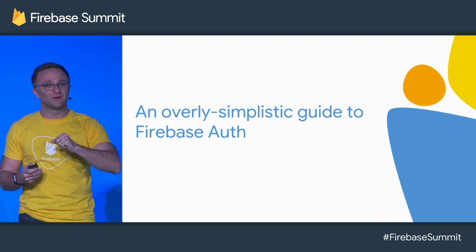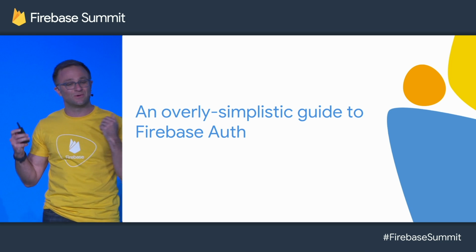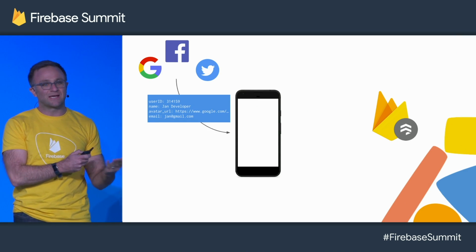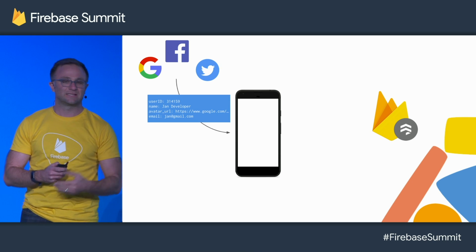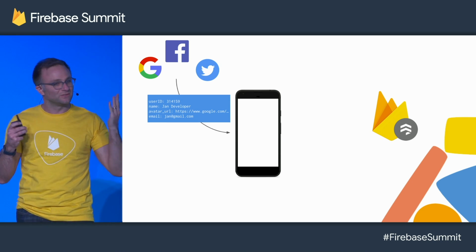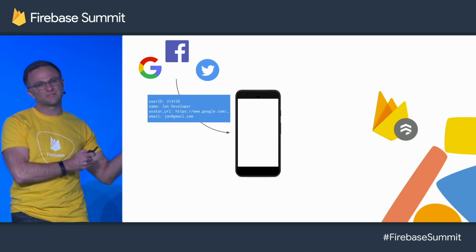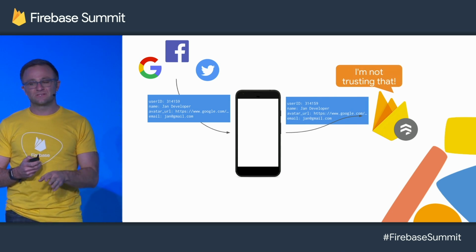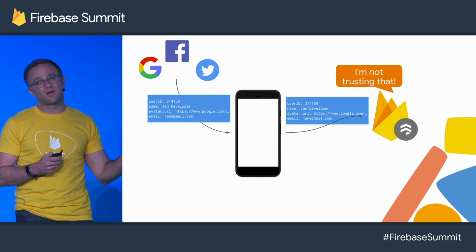And so I'm going to present to you an overly simplistic guide to how Firebase Auth works. In general, when your user signs in from a third-party source like Facebook or Google or Twitter, you get back some information about the user, which you're free to use on the client. You can get their display name and their ID and their avatar URL. But as far as the server is concerned, this has been on the client. We no longer trust it.